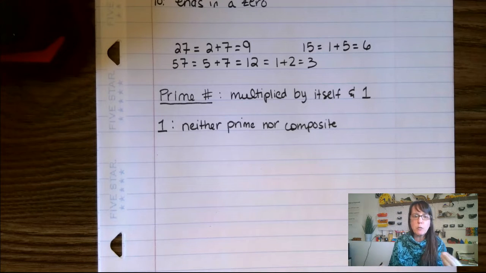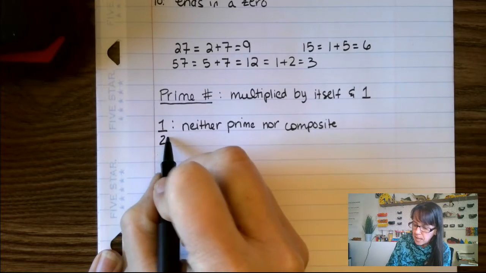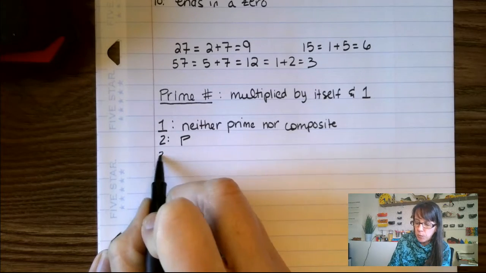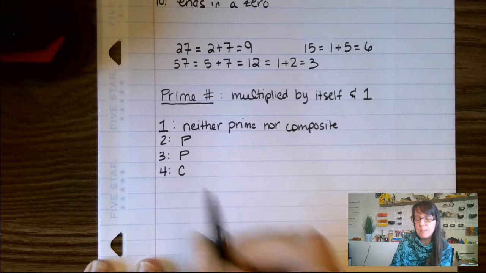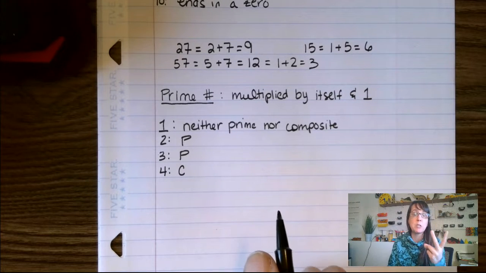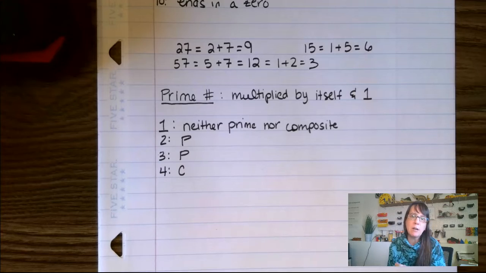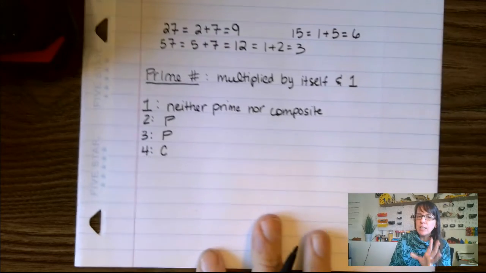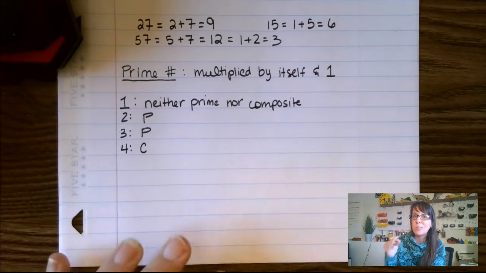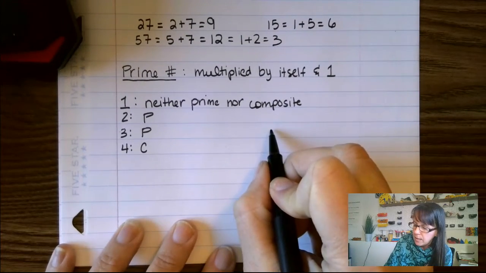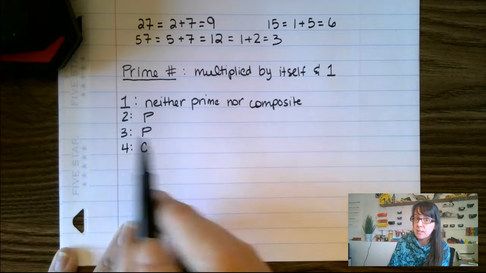So let's go through some of these. 2 is going to be prime. 3, that's going to be prime. Now 4 is going to be composite because 4 breaks down into 2 times 2. So if you can break a number down, it's considered composite. Now I'm going to list off all of our prime numbers, the ones that you really need to remember. So 1 is not prime, it's also not composite, it's a weird one.